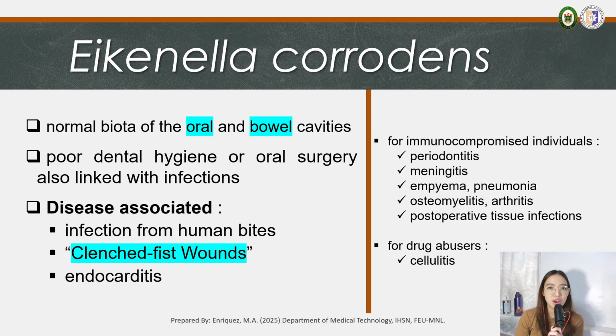The infection often occurs as a result of trauma, especially after human bites or fights after the skin has been broken by human teeth. So, from the oral cavity, it is transmitted to an open wound. This is why the wound infections caused by Eikenella corrodens have been referred to as clenched fist wounds.